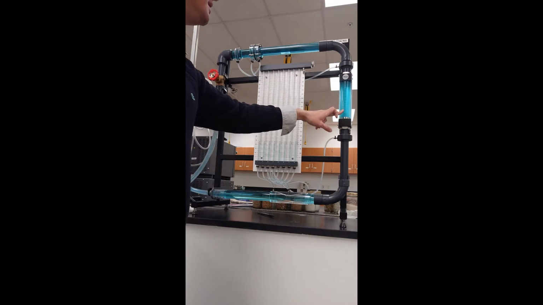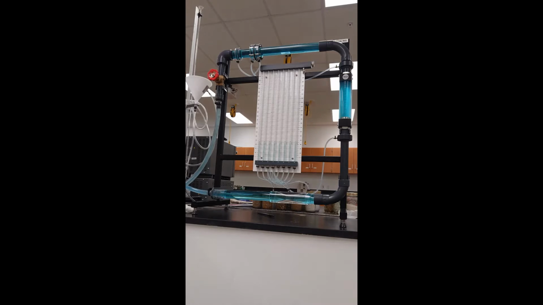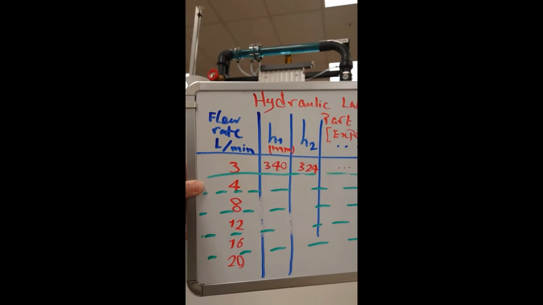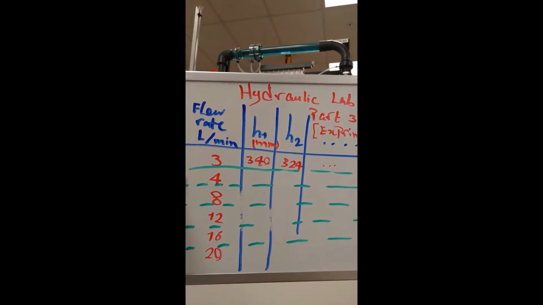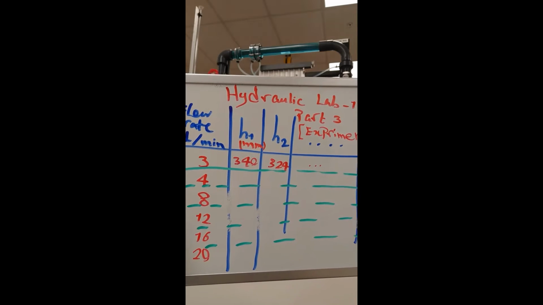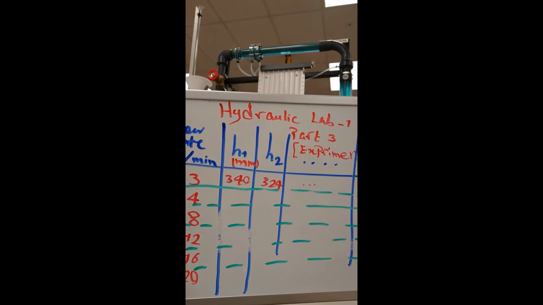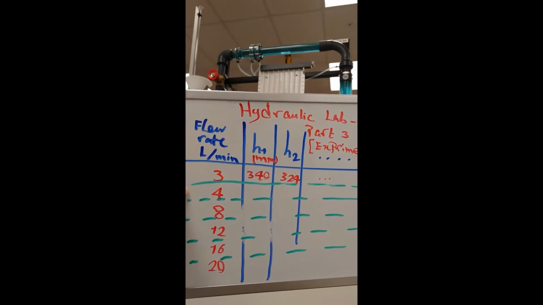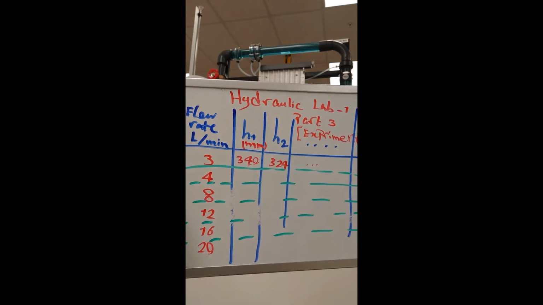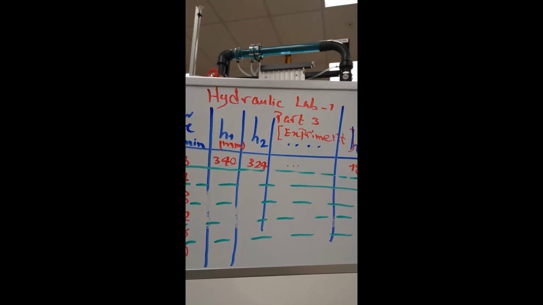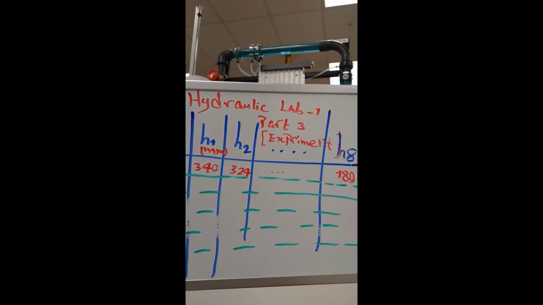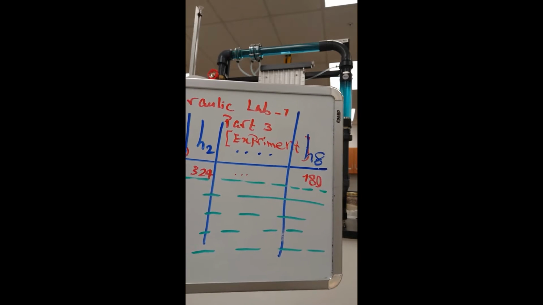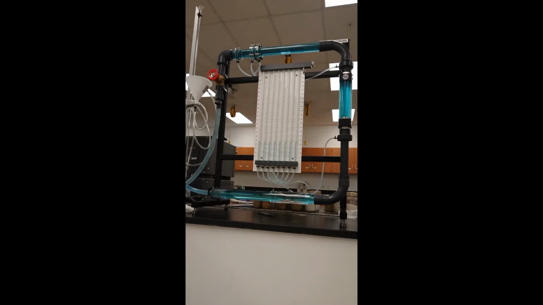So what happens here is we are going to measure or set the discharge for different ranges, as I can show here, starting from the lowest possible flow rate in liters per minute of 3, moving to 4, 8, 12, gradually increasing to 16, and the maximum possible of 20. And we measure these manometer tubes from H1, H2 all the way to the last column, H8, and those numbers are all in millimeters.